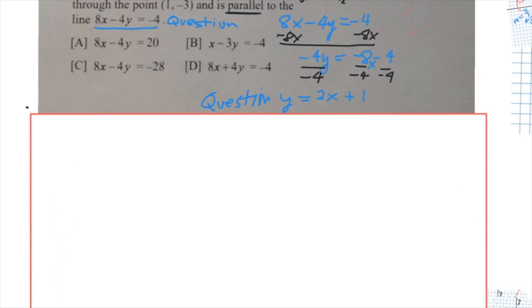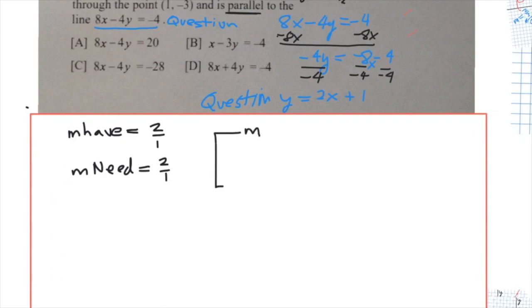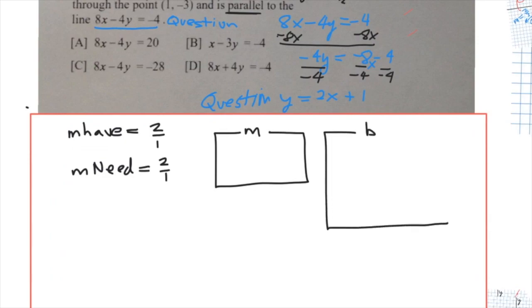So the slope that we have is 2, or 2 over 1. The slope that we need would be parallel to this one. So we also need the slope to be 2, or 2 over 1. So thinking about the ingredients that I need to make an equation of a line, there's two pieces that we need. The slope, and we need the y-intercept. Well, the slope here is easy to know. We need something parallel, so we need it to have exactly the same slope. But what I don't know is my y-intercept.